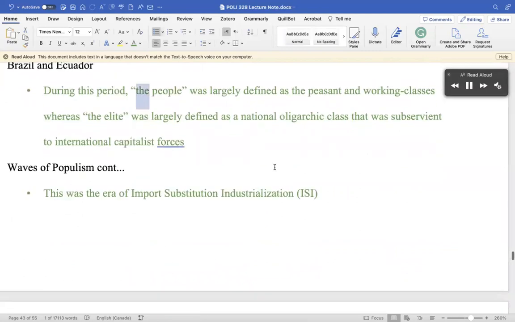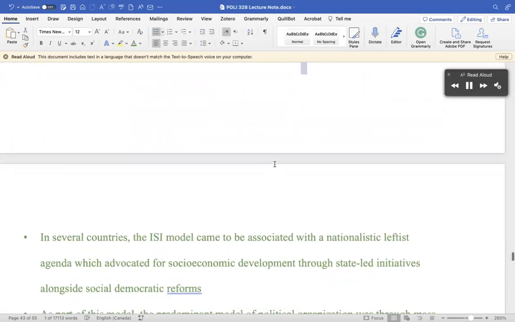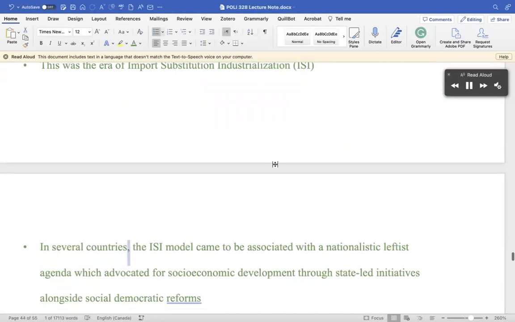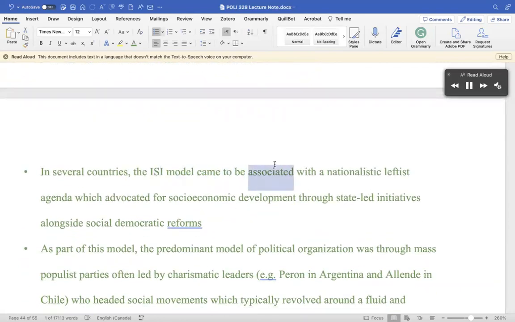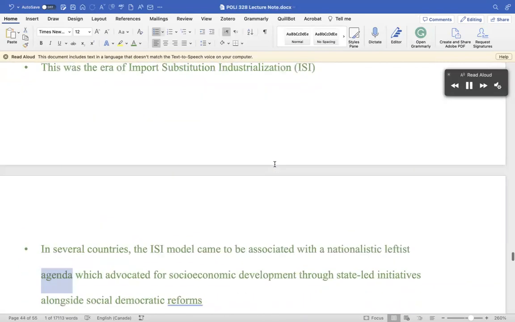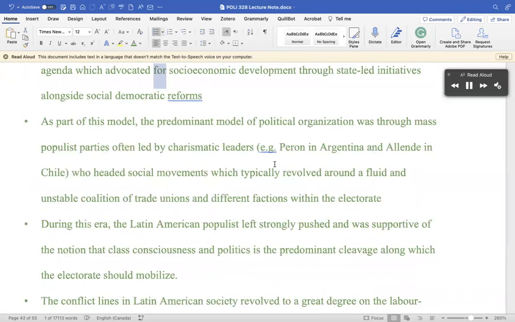During this period, the people was largely defined as the peasant and working classes, whereas the elite was largely defined as a national oligarchic class that was subservient to international capitalist forces. This was the era of import substitution industrialization, ISI. In several countries, the ISI model came to be associated with a nationalistic leftist agenda which advocated for socio-economic development through state-led initiatives alongside social democratic reforms.